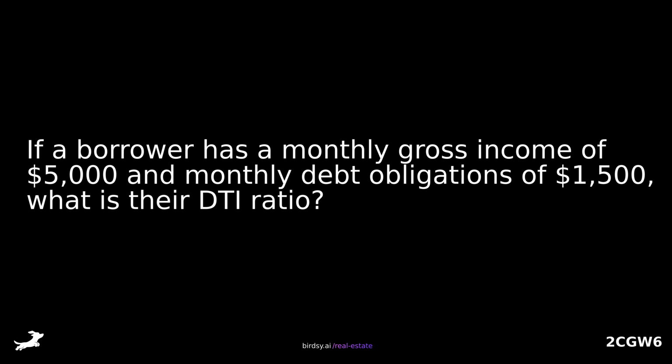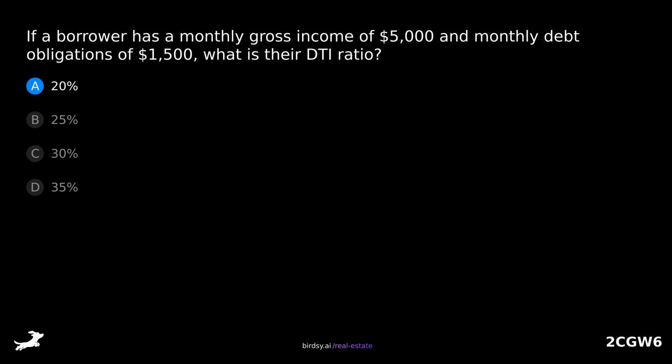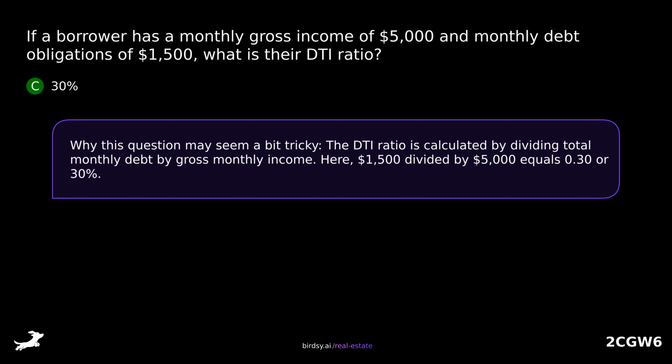If a borrower has a monthly gross income of $5,000 and monthly debt obligations of $1,500, what is their DTI ratio? Is it A, 20%, B, 25%, C, 30%, or D, 35%? The correct answer is C, 30%. Why this question may seem a bit tricky. The DTI ratio is calculated by dividing total monthly debt by gross monthly income. Here, $1,500 divided by $5,000 equals 0.30, or 30%.